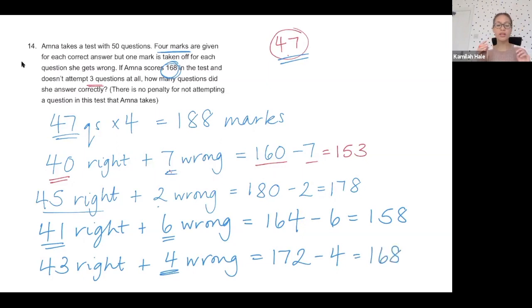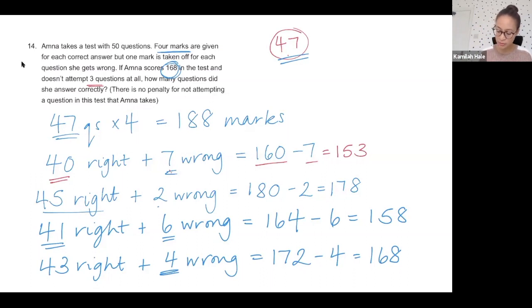I think some of you are confused as to why she only gets this many wrong. It's because she didn't answer 3 of the questions. You have to remember that bit. And she didn't lose anything by not answering those questions, so we just ignore them. We pretend that they weren't in the test, and we act like the test was only out of 47. Okay, so the final answer there is 43 right answers, 4 wrong.